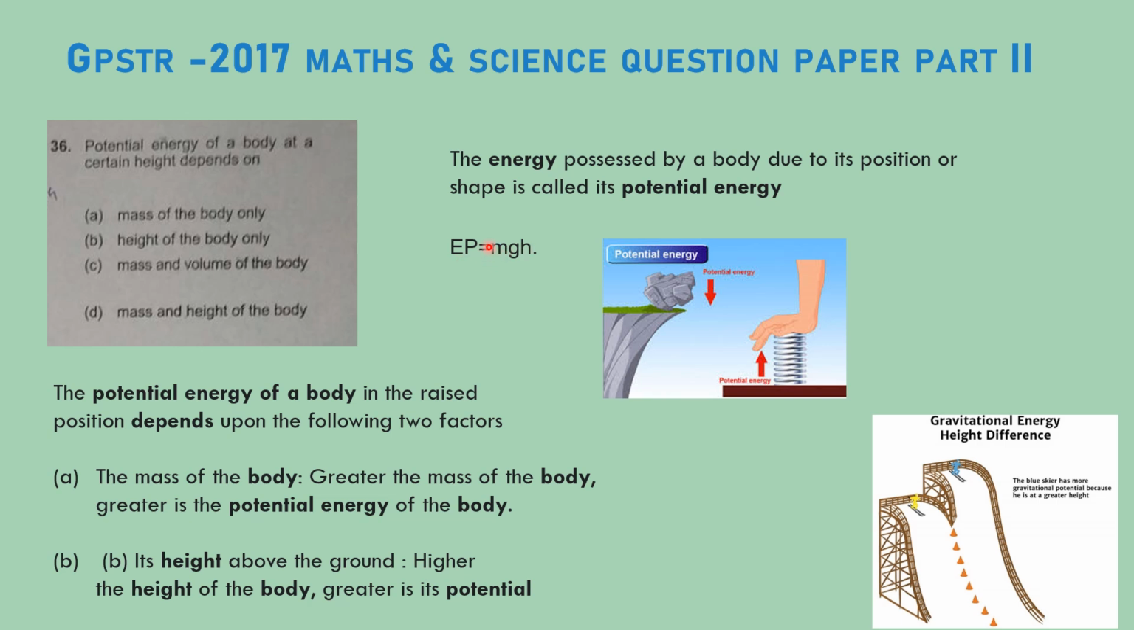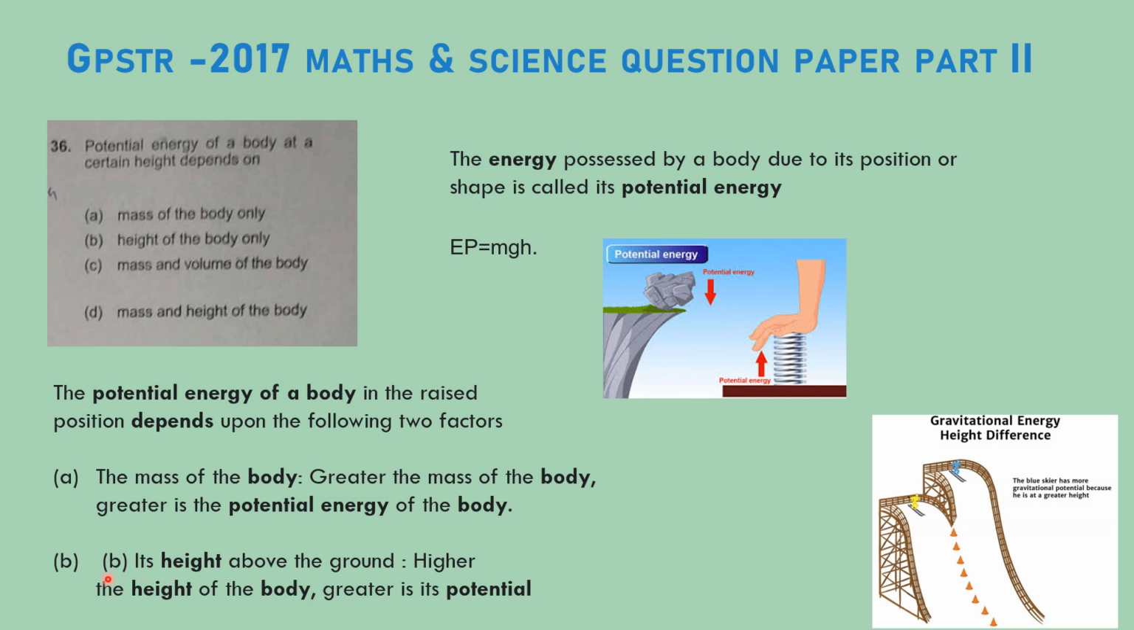As the mass increases, potential energy also increases. As the height increases, potential energy also increases. The mass of the body: the greater the mass of the body, the greater is the potential energy of the body. Consider this example. If the mass of the stone increases, then the potential energy possessed by the stone also increases. Therefore, mass and potential energy directly depend upon each other. If mass increases, potential energy also increases.